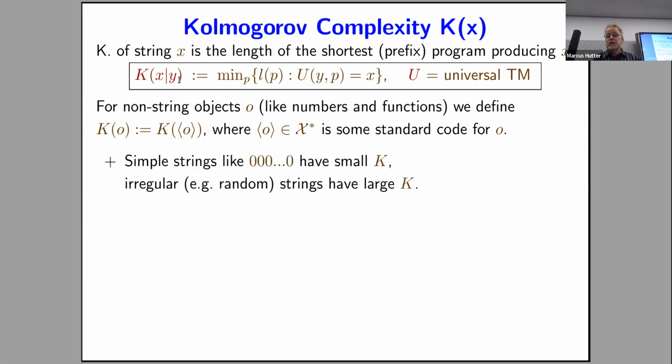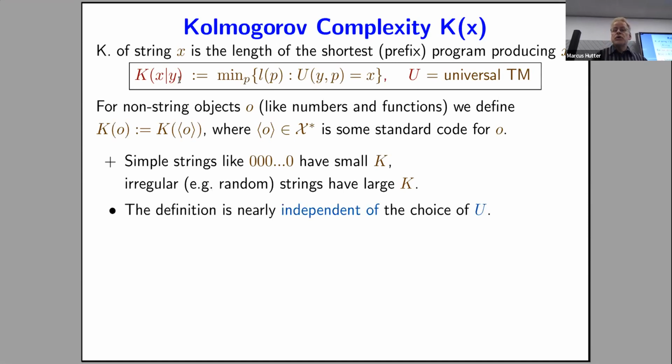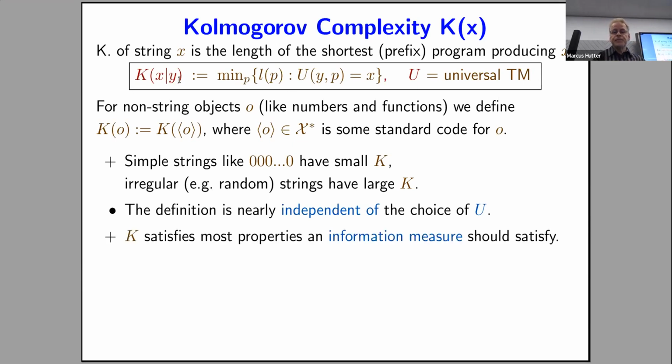Obviously, very simple strings like all zeros have a very short program. It's just a loop, and other strings, like random strings, can't be compressed. This notion is nearly independent of the choice of universal Turing machine. Nearly means apart from an additive constant. I'll come back to that.